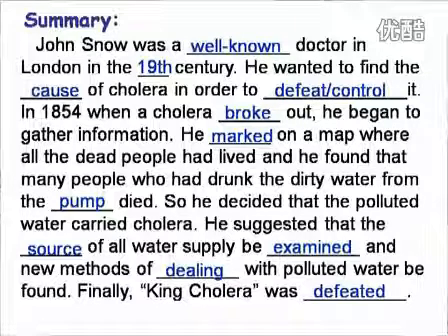John Snow was a well-known doctor in London in the 19th century. He wanted to find the cause of cholera in order to defeat it. In 1854, when cholera broke out, he began to gather information. He marked on a map where all the dead people had lived, and he found that many people who had drunk the dirty water from the pump died. So he decided that polluted water carried cholera. He suggested that the source of all water supply be examined, and new methods of dealing with polluted water be found. Finally, King Cholera was defeated.